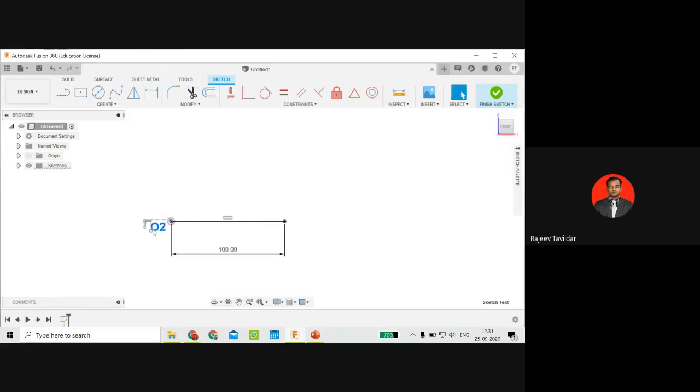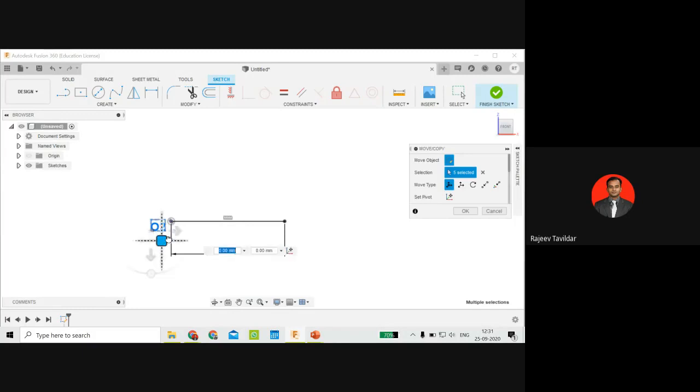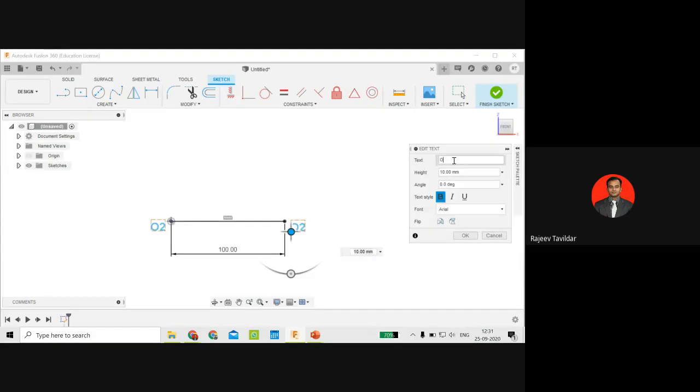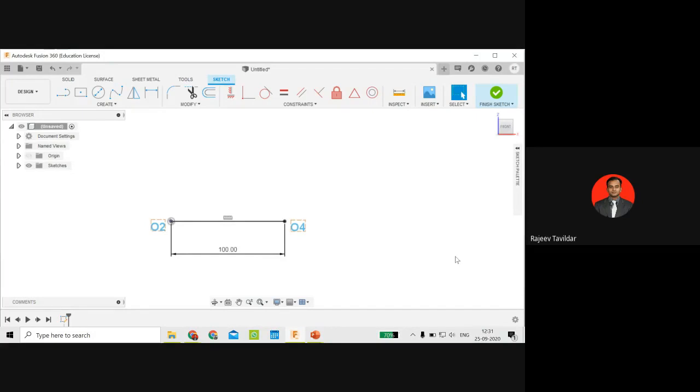So I have this O2, and I have this O4 here of 1 unit. So I've taken 1 unit is equal to 100 mm or 100 cm, whatever it is. In software, I've taken it as equal to 100.